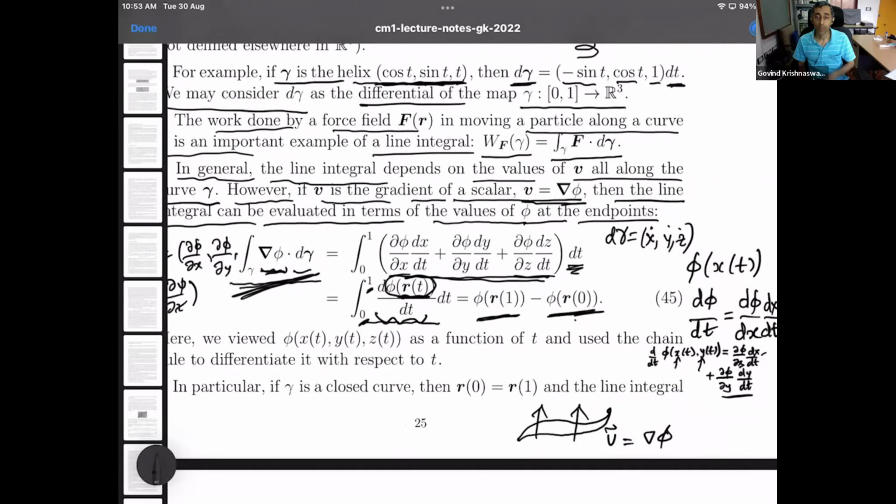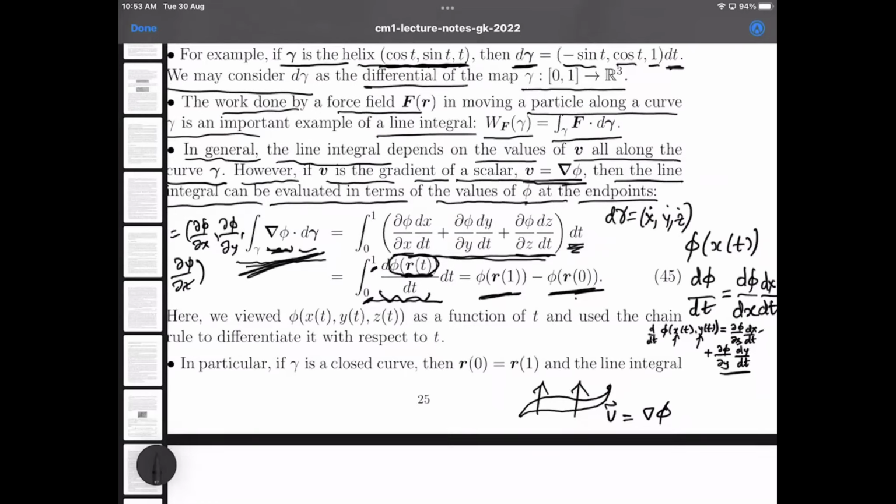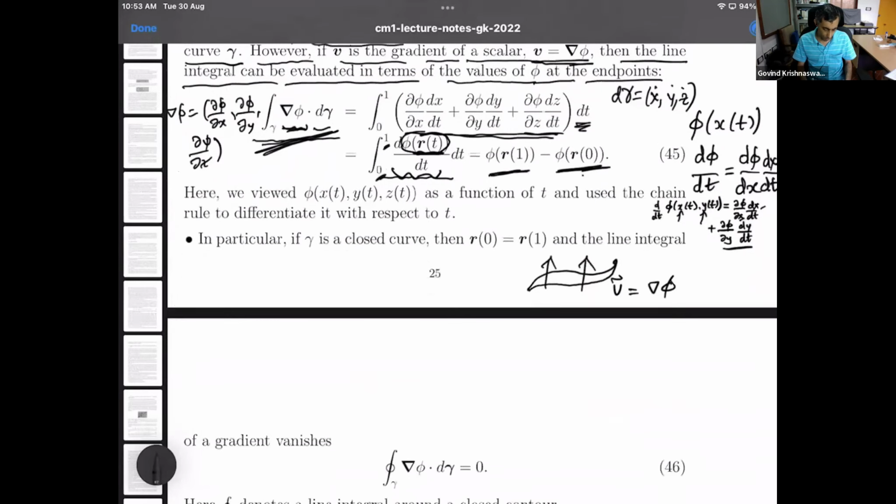Correct, provided, of course, that the force be of a very special sort, namely the force is the gradient. Conservative, indeed. So such a force is called conservative. So let me mention that.